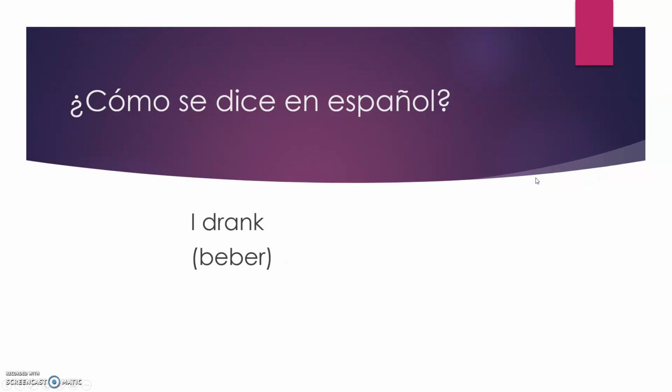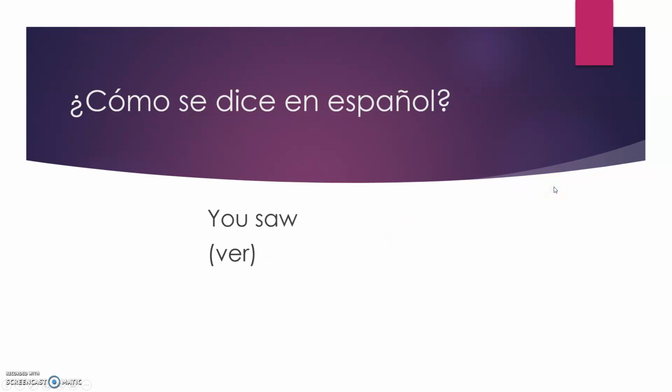How about I drank? So the verb beber, the yo form in the preterite. That is bebí. Yo bebí. Okay, remember that last accent mark can help you remember that this happened just one time or a specific number of times.